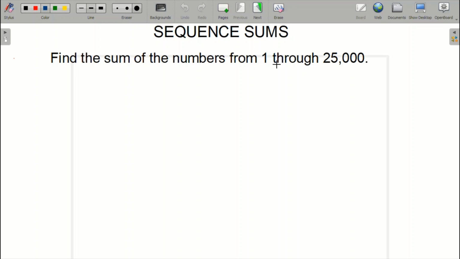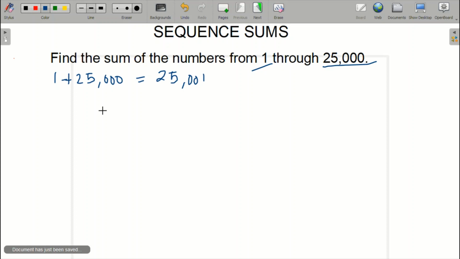add the first number and the last number. So 1 plus 25,000 is equal to 25,001. Okay, the second step, we're going to get the pairs of numbers.